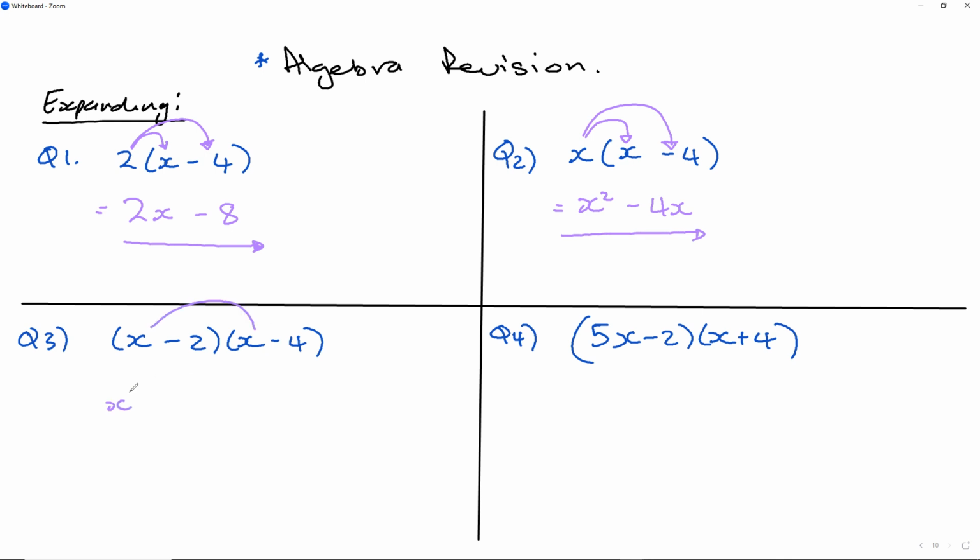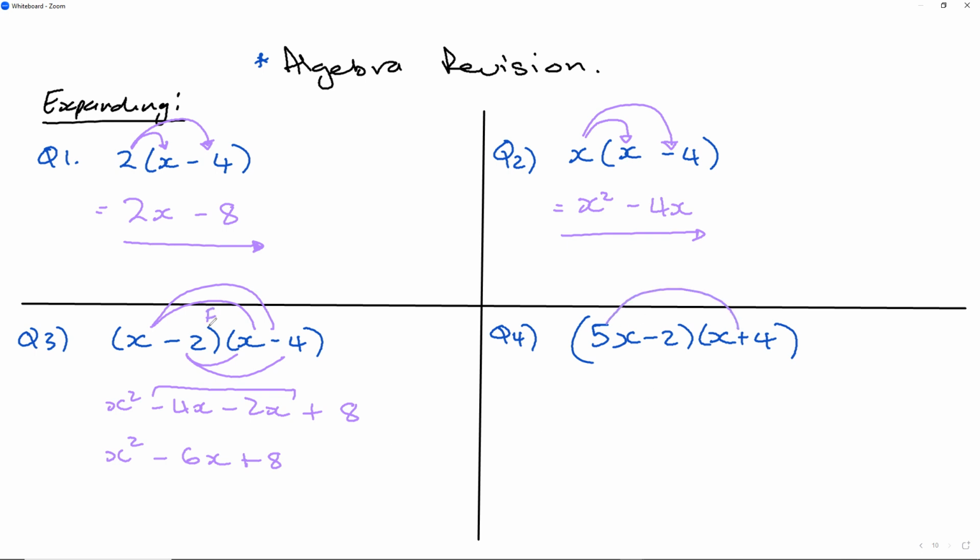x times x here gets me x squared. x times negative 4, negative 4x. Negative 2 times x, negative 2x. Negative 2 times negative 4, positive 8. And then we collect the like terms in the middle to get negative 6x plus 8. Exactly the same thing over here.